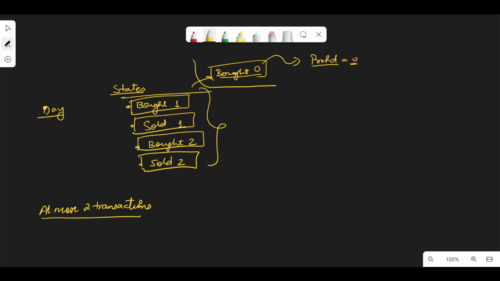For all of these, let's figure out on every day, if I'm in a particular state, what would be my profit, right? So I'm going to define four variables. First buy, first sell, second buy, and second sell.